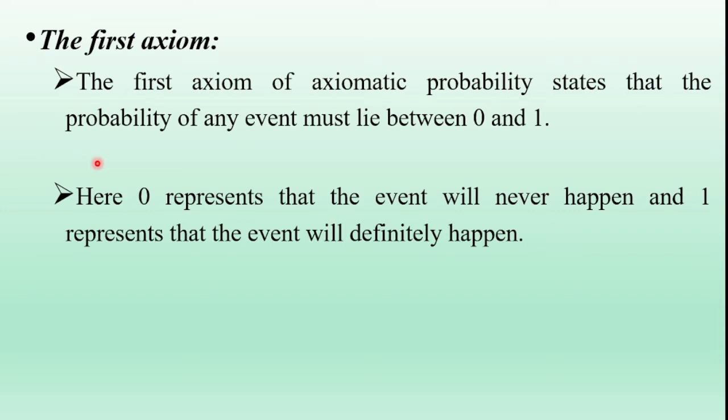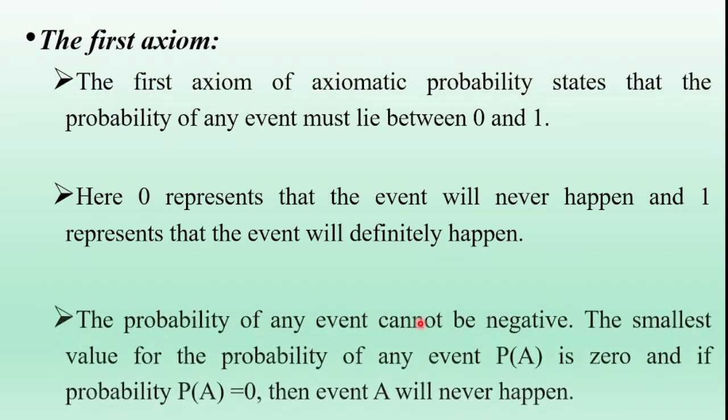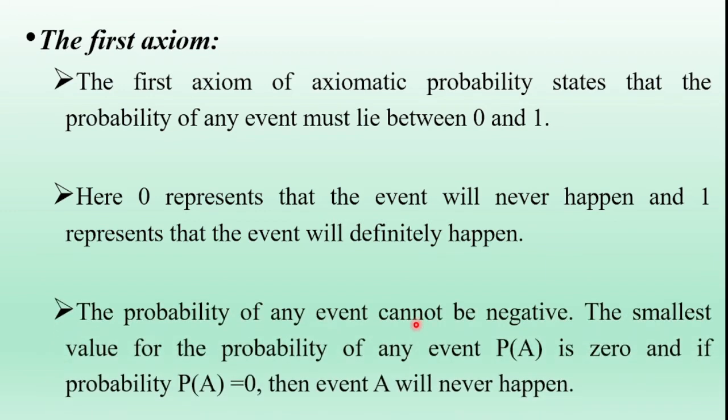The probability of any event must lie between 0 and 1, where 0 indicates the event will never happen and 1 represents the event will definitely happen. The probability of any event cannot be negative. The smallest value for the probability of any event is 0, and if P(A) is equal to 0, then event A will never happen. So this is the clear explanation of the first axiomatic condition.